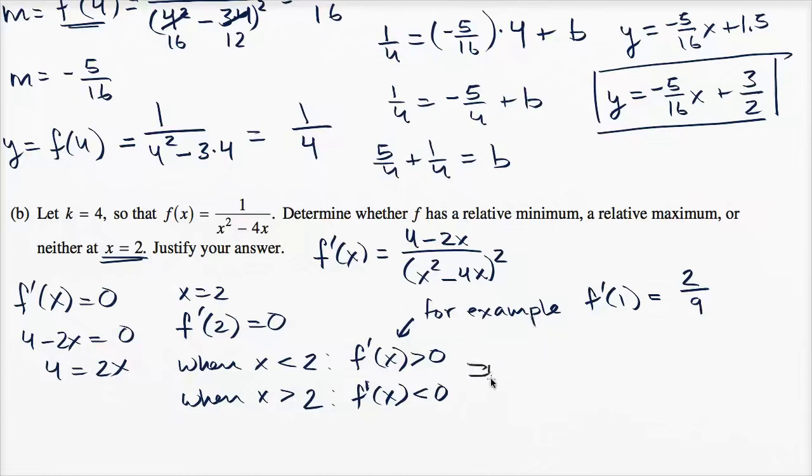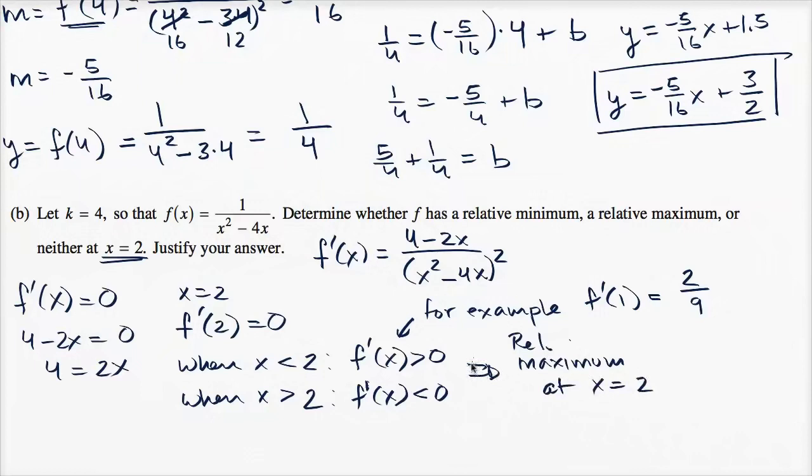So that means that we have a maximum point at x is equal to 2. Or we could say, yes, f has a relative maximum at x equals 2. Let me just use the words they are using: relative maximum at x is equal to 2.